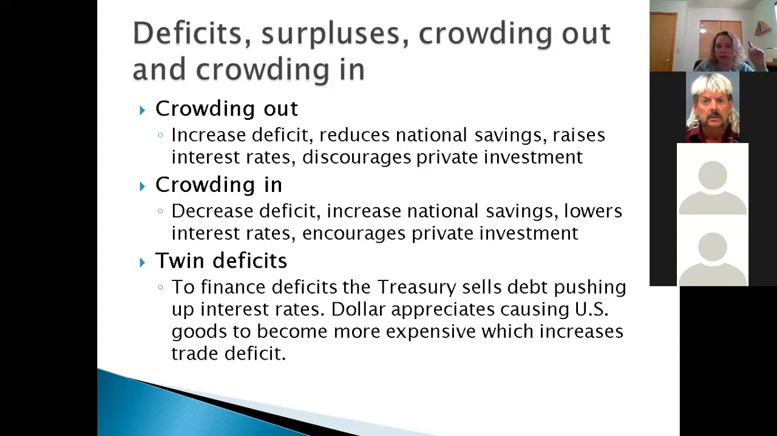And so these twin deficits, to finance deficits, the Treasury sells debt, pushing up interest rates. We'll get into the specifics of that after you take your exam and once we start talking about monetary policy. So you don't need to worry much about that. What that is saying is that the government is borrowing money. And when they borrow money, it pushes up the interest rates. The dollar appreciates, causing US goods to become more expensive, which causes a trade deficit.